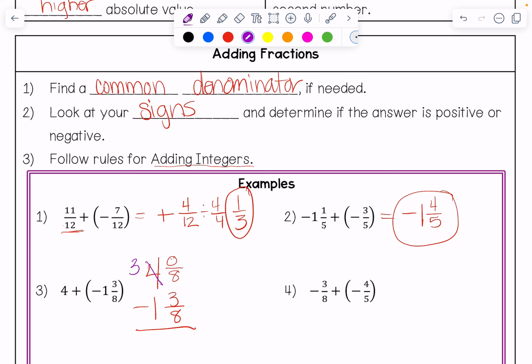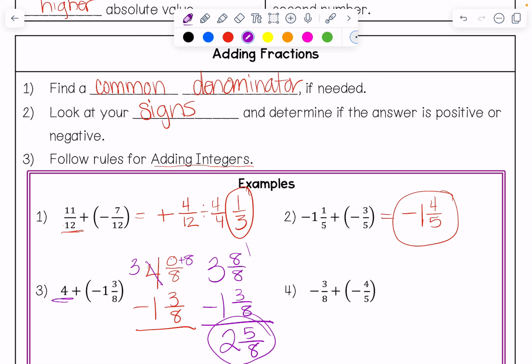So what I can do is some regrouping. When we regroup with fractions or mixed numbers, I'm going to take that 1 whole from the 4, but now I need to transfer that into fraction form. My denominator is 8. So you're going to ask yourselves how many 8s make up 1 whole, which is 8. I'm going to add that to my numerator. So now my new problem is 3 and 8/8, which is equivalent to 4, minus 1 and 3/8. 8/8 minus 3/8 gives me 5/8. 3 minus 1 is 2, and it's positive because our positive number has a greater absolute value.